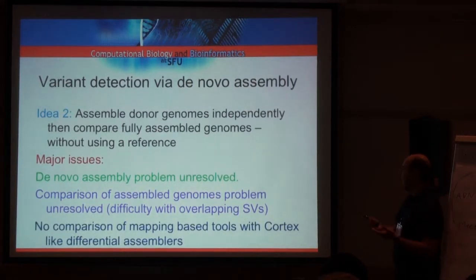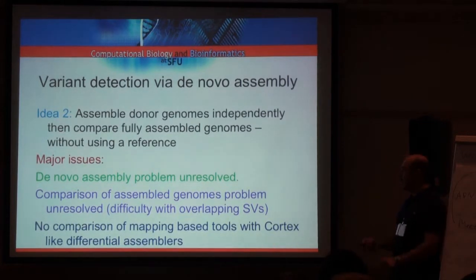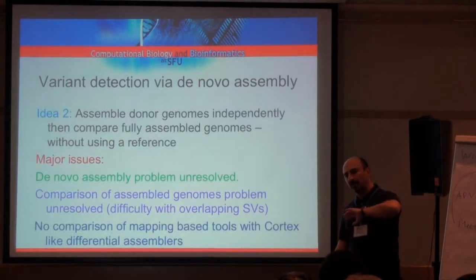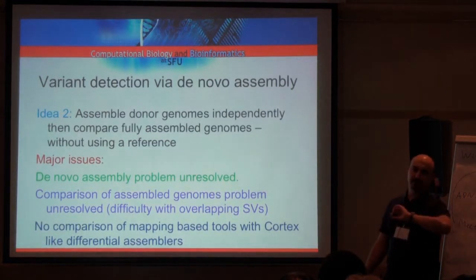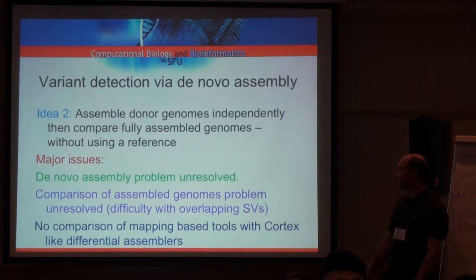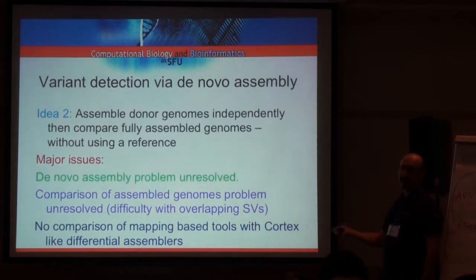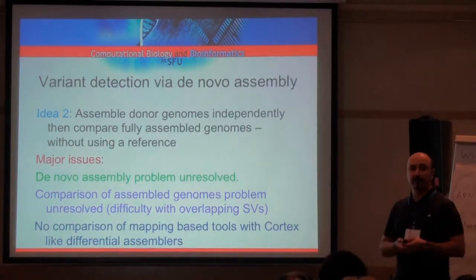There's an emerging idea, starting with the program Cortex, of assembling differences between two donor genomes. On a colored de Bruijn graph, you can find uniquely colored regions to find unique inserts in one donor genome versus the other, which seems to work to a certain degree. But I haven't seen a comparison of Cortex or other methods with mapping-based variant detectors in a meaningful manner.